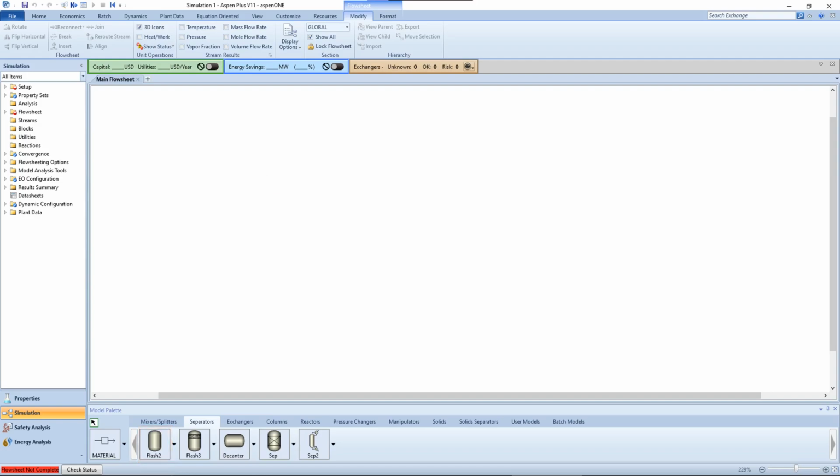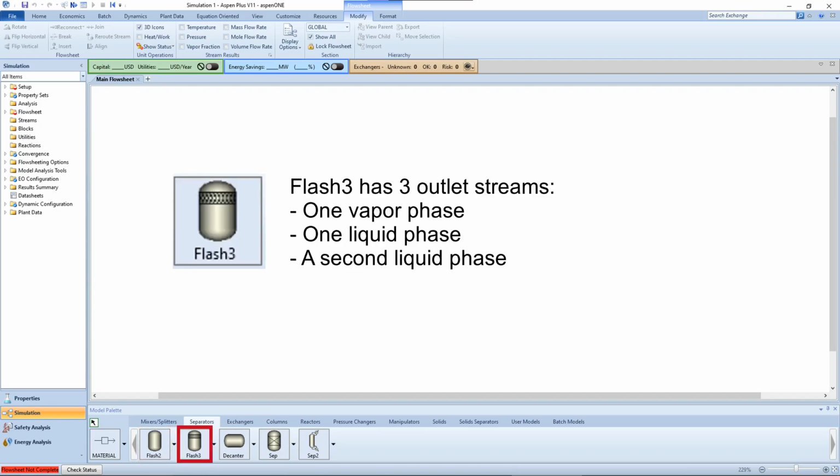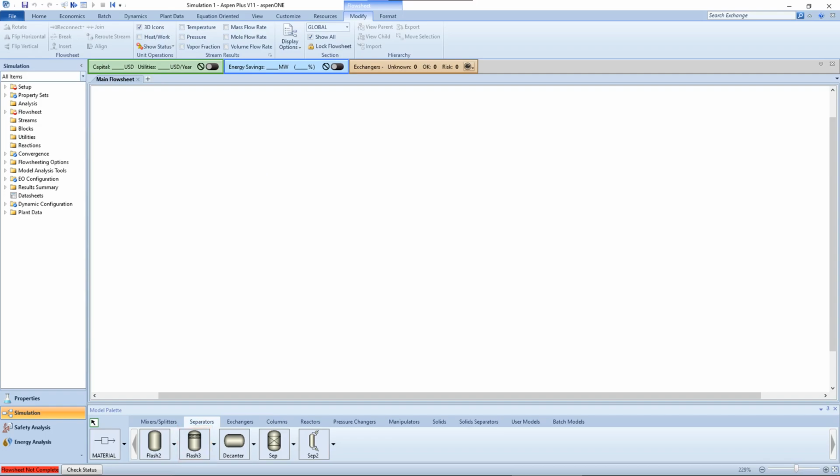The Flash 2 model has two outlet streams, one in the vapor phase and one in the liquid phase, while the Flash 3 model has three outlets, a vapor, a liquid, and a second liquid phase. In this screencast, we will simulate two flash separators in series.